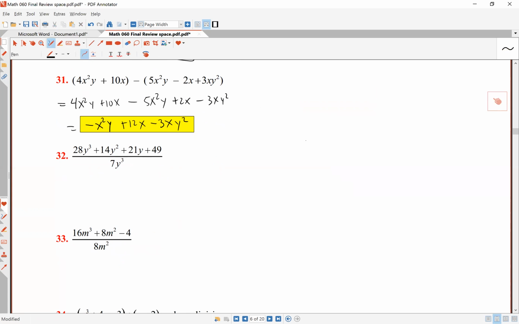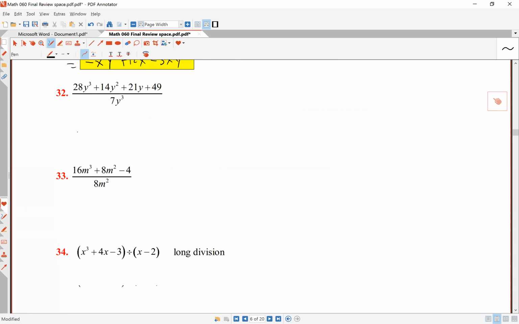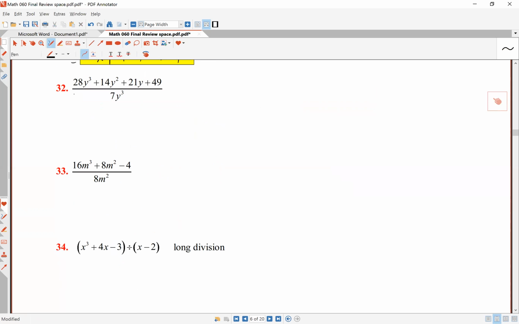All right, then we got into division by monomial, where we distribute the 7y cubed to each term. 28y cubed over 7y cubed is 4. 14y squared over 7y cubed is 2, but there's more y's on the bottom now, so the leftovers go to the bottom. And 21 over 7 is 3. Y over y cubed is y squared. Plus 49 over 7 is 7 over y cubed.